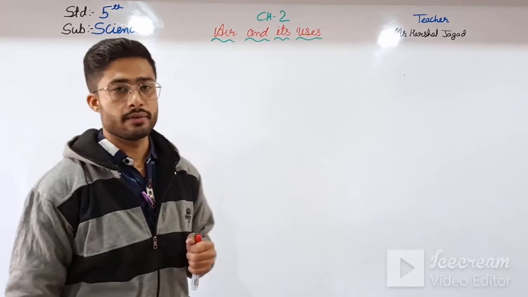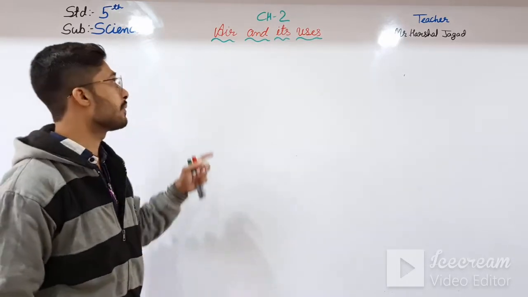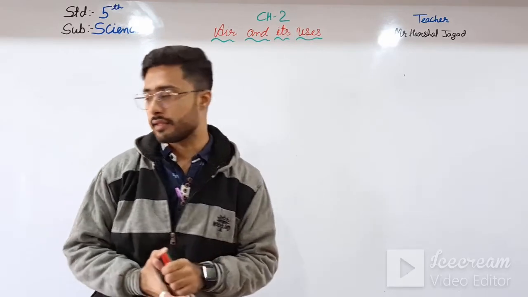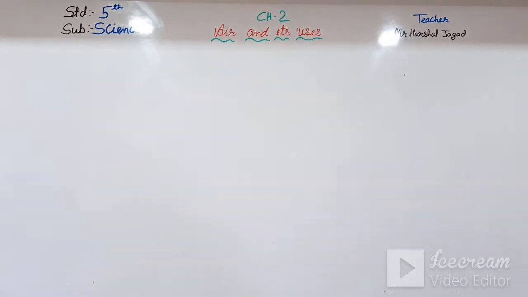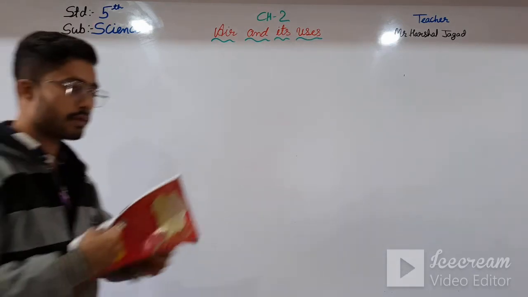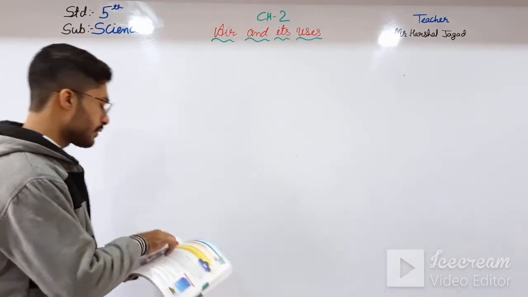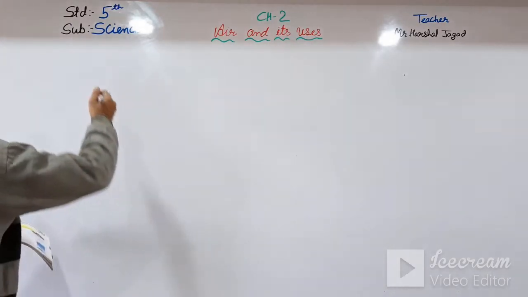So in the previous video we have just started the new chapter, chapter number 2, Air and its Uses. Okay students, in that we have first of all seen the introduction of it, and then we have seen the layers of atmosphere. How many layers of atmosphere are there? There are 5 layers of atmosphere.